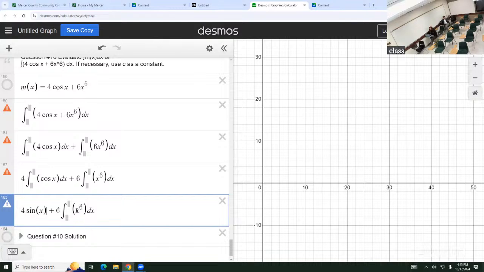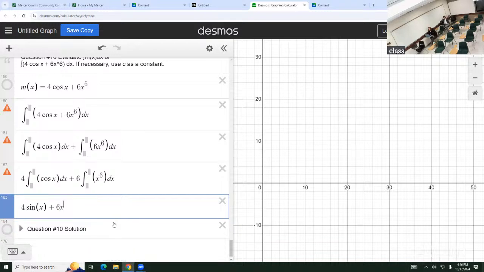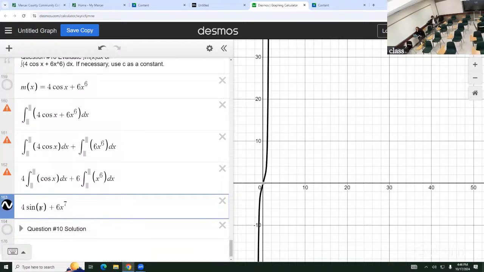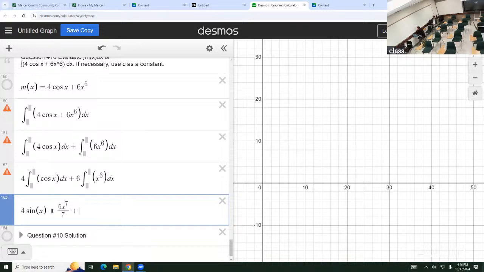Right? And now power, what's x to the 6th? So I didn't do the power rule yet, but what did I tell you to do with the power rule? Add 1, so it'd be x raised to the 7th, but when you take the derivative of that, you bring that 7 down, you need to get rid of it. So you need to divide it by 7. And then plus constant. Okay.